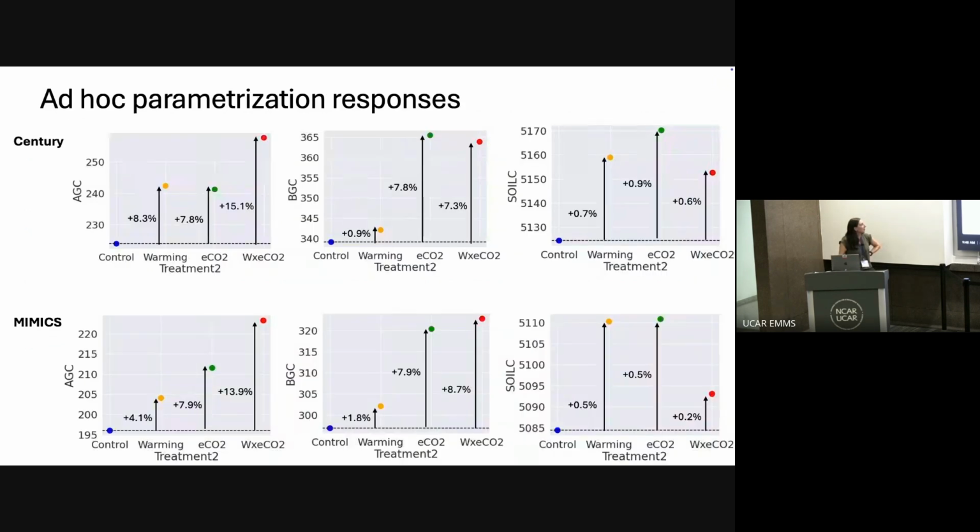Okay, so what do these look like with these ad hoc parameter changes? There's a lot to look at, but basically what I want you to take away is that if you focus on the warming responses in yellow here, these are more positive and stronger, which looks more like our observations.